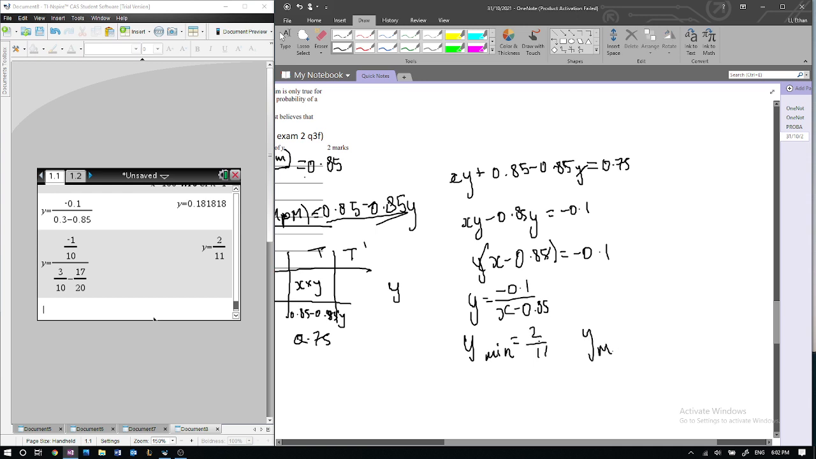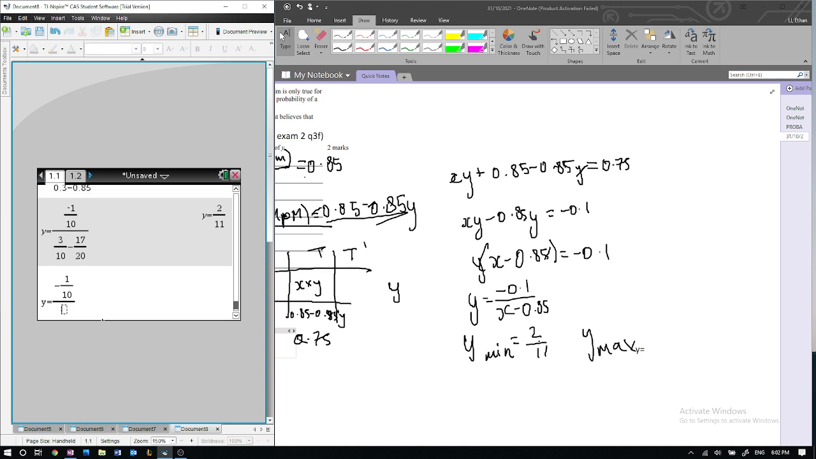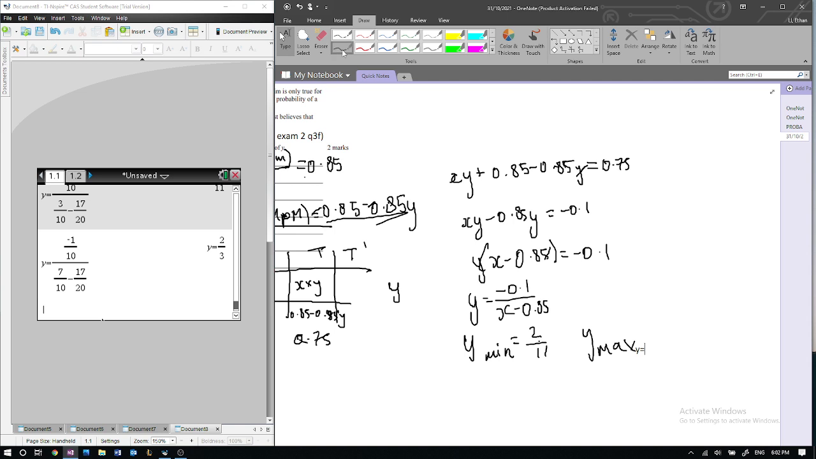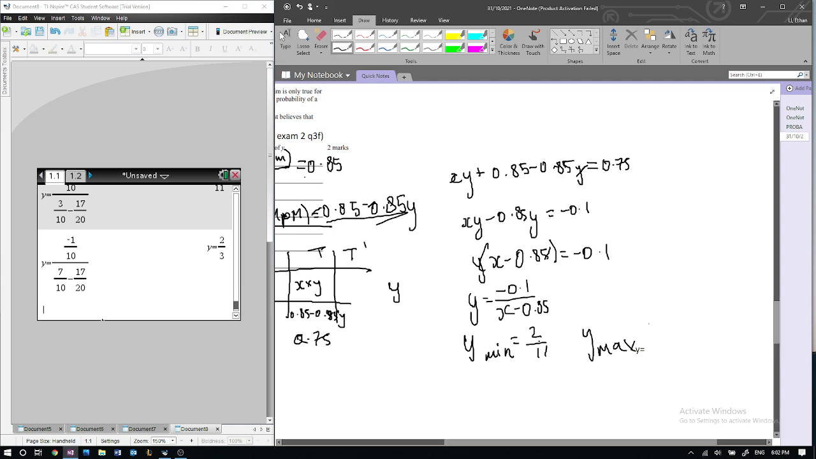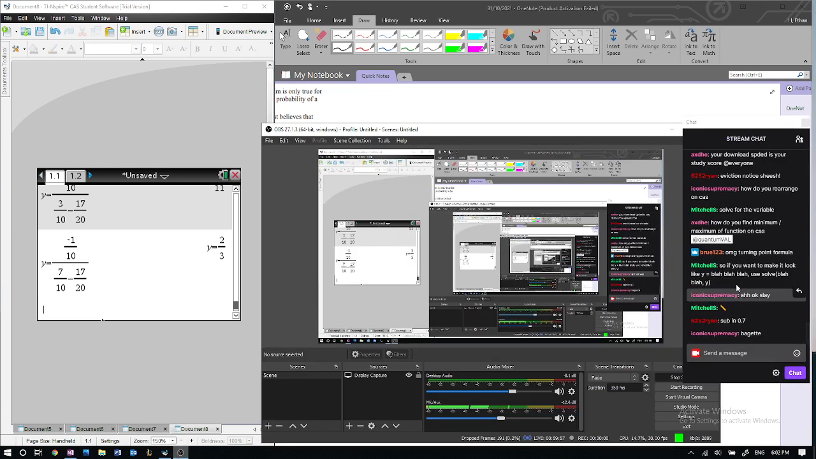And then y max, I sub in the other one, which is 0.7. So y is equal to negative 0.1, or negative 1 on 10, over 7 on 10 minus 17 on 20, and that's 2 on 3. So those are your answers. The minimum value of y is 2 on 11, and the maximum value of y is 2 on 3. Is that clear for everyone?